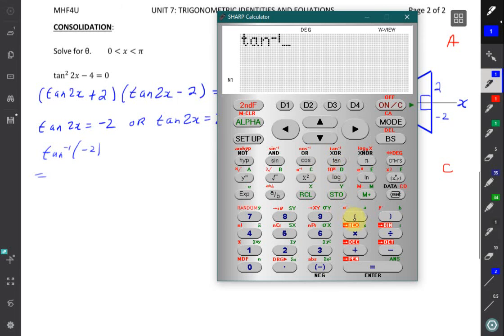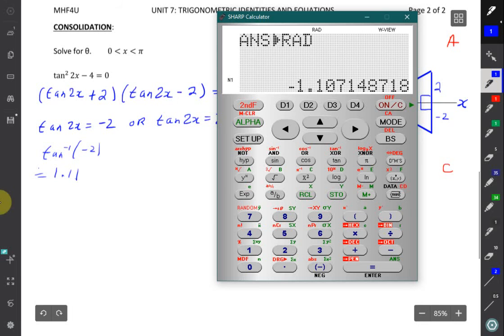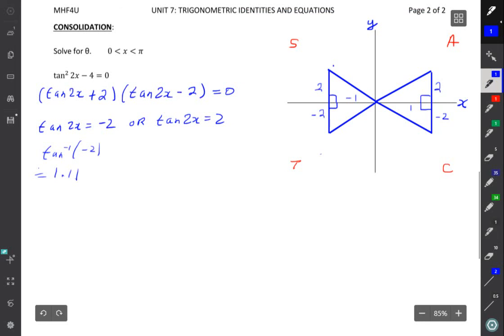Inverse tan of -2 gives me minus 63 degrees, but I want my calculator in radian mode, so I'm going to switch this to radians. And then what we see is that's negative 1.11. And I'm going to go to 2 decimal places. Now let's see what happens when we do the inverse tan of positive 2. We also get 1.11. So you see that they are indeed the same.